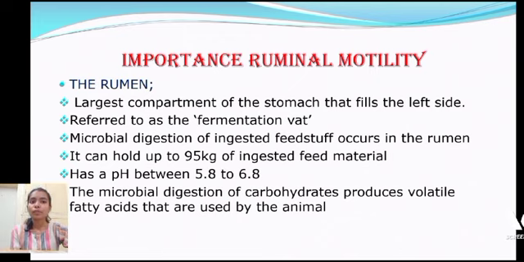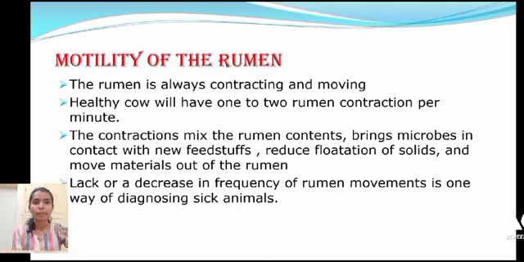Next is the importance of ruminal motility. As we all know, the rumen is the largest compartment of the stomach and fills the left side. It is also referred to as the fermentation vat, and microbial digestion takes place in the rumen. It can hold up to 95 kg of the ingested feed materials, and the pH ranges from 5.8 to 6.8. The microbial digestion of carbohydrates produces volatile fatty acids that are used by the animals.